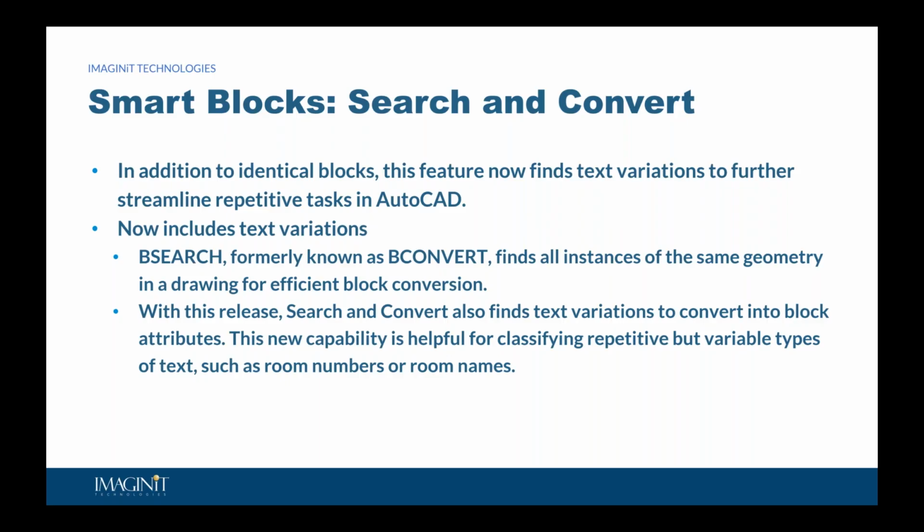So bsearch, formerly known as bconvert, finds all instances of the same geometry in a drawing for efficient block conversion. With this specific release in 26, Search and Convert can find a text variation, convert it to a block with attributes, and pass the text as an attribute there. This new capability is really helpful for classifying repetitive but variable types of text, such as room numbers, room names.